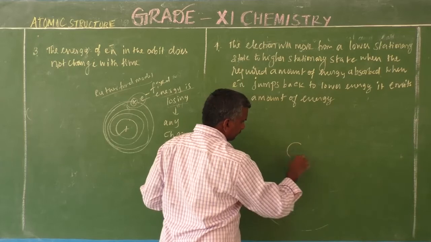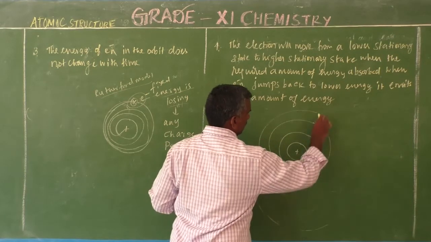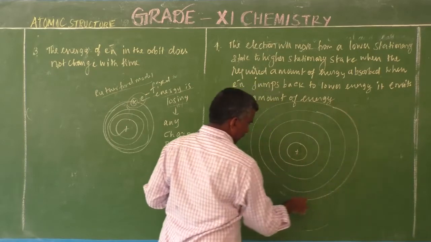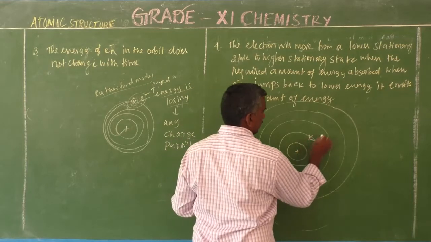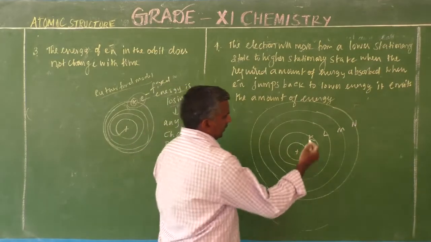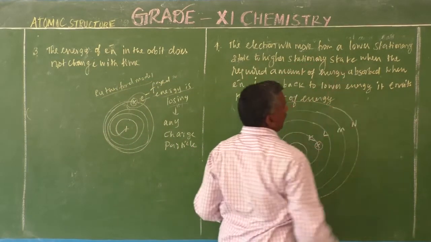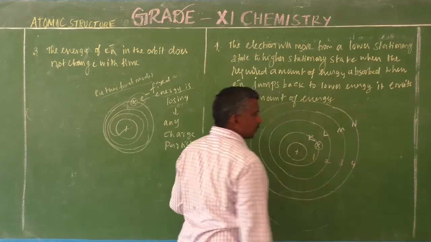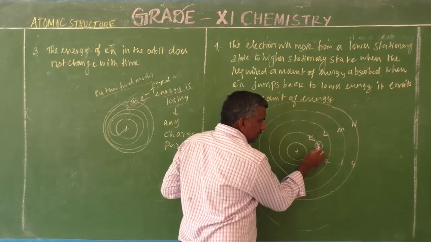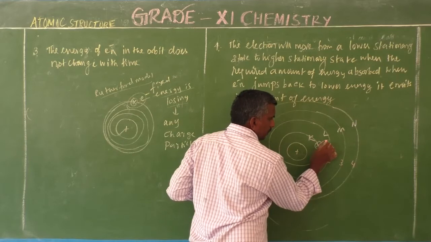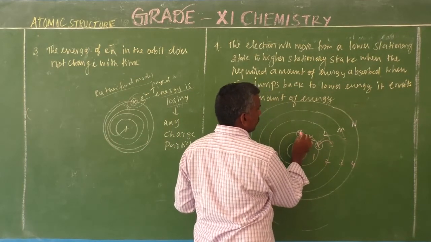Now consider this. This is the nucleus. This is the first shell, second shell, third shell, then fourth shell: K shell, L shell, M shell, N shell. Now, an electron is present in the K shell. When the electron moves from the lower stationary state, the lowest state, and you apply energy, the energy is gained and the electron jumps from the lowest state to a higher state.